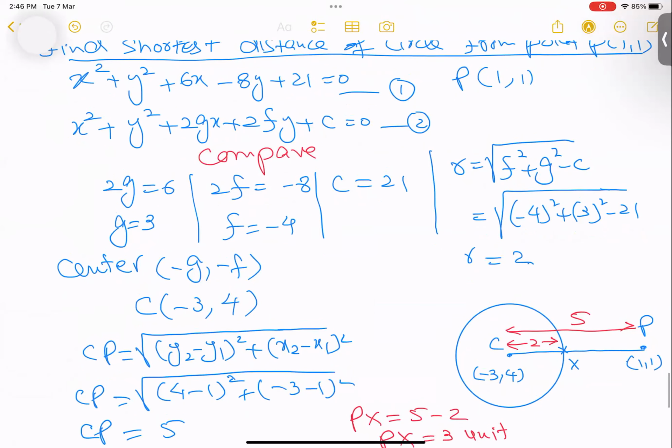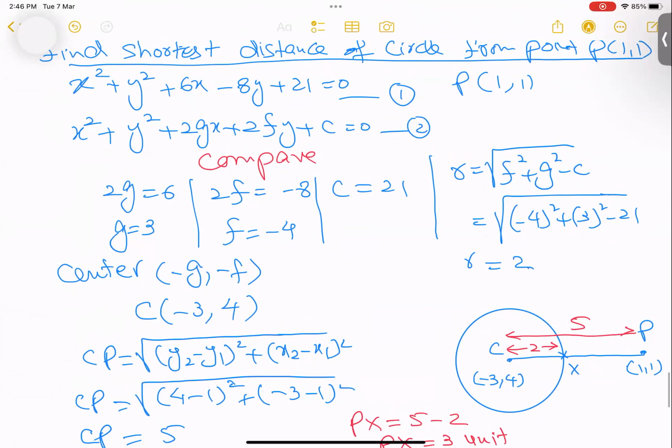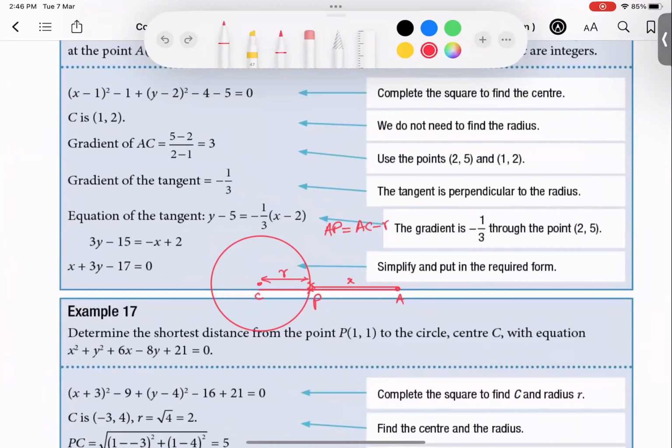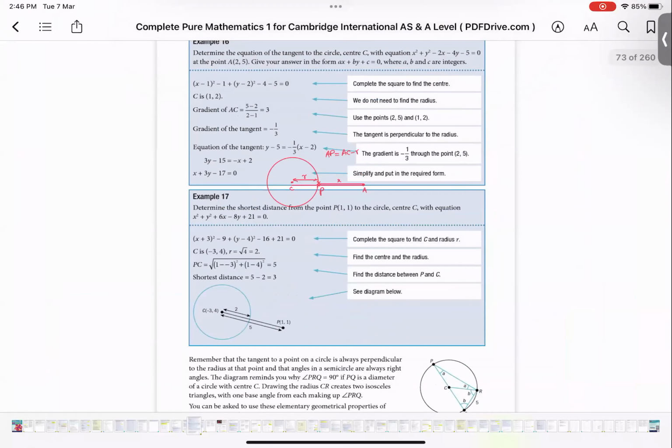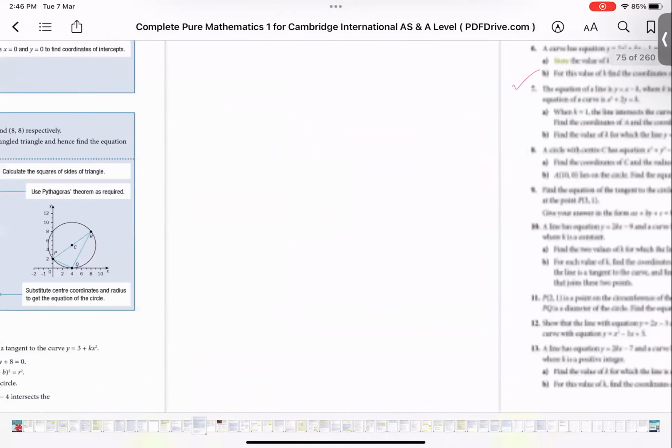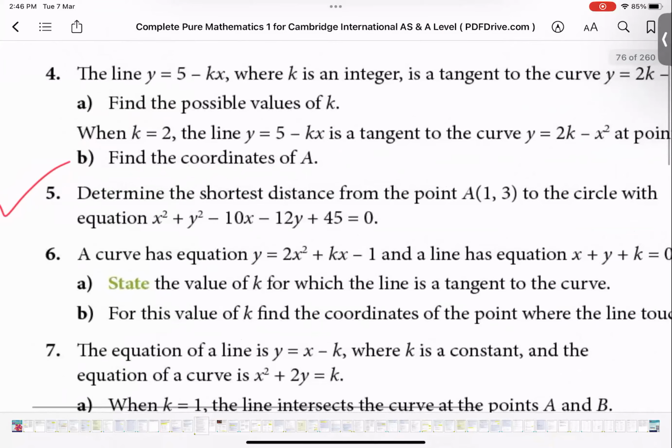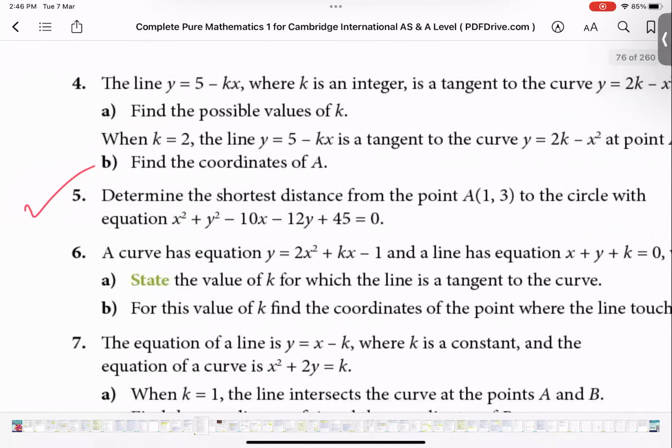No confusion at all. If you want to take a screenshot, you can take it, and then I'm going to give a small task. Similar approach is there, and I'm going to give you a plan for how we can do one question from the textbook. Let's start. So this one question is available: find the shortest distance from a point to a circle. So this is the job.